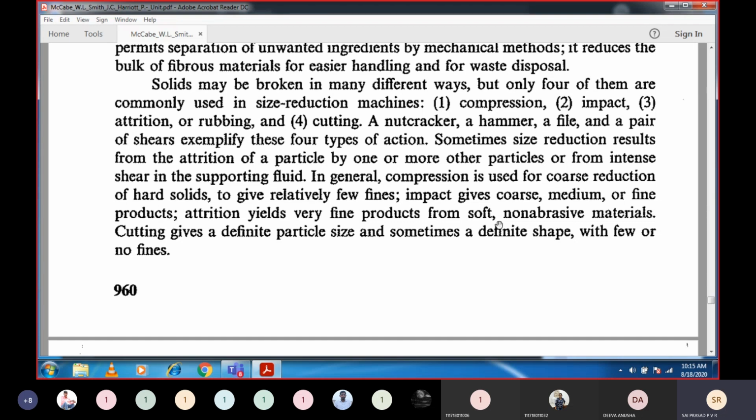So like that we have some procedures available for us, we will see in the flow sheet. But finally the cutting, if you say, it will give definite sizes and shapes. This is the meaning of it.